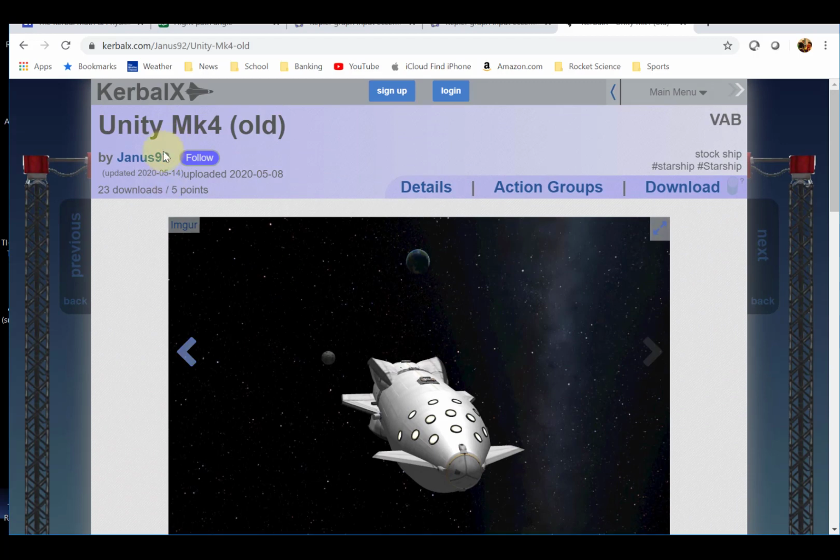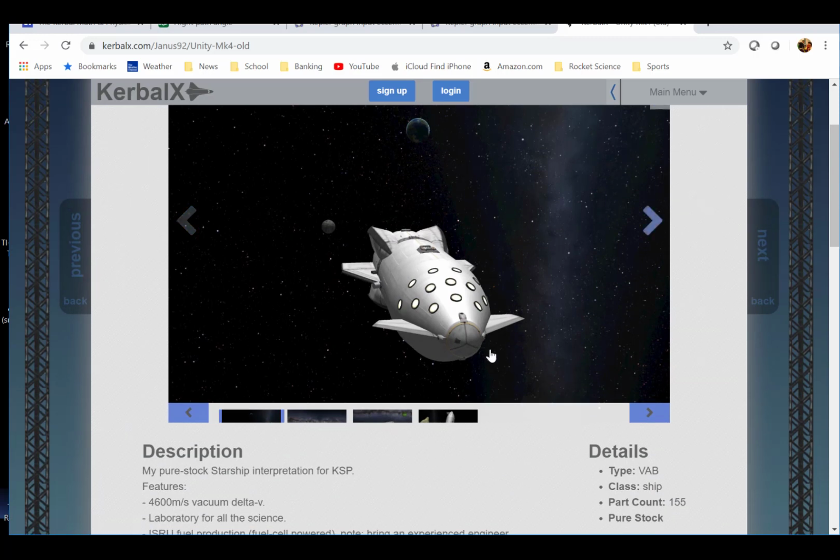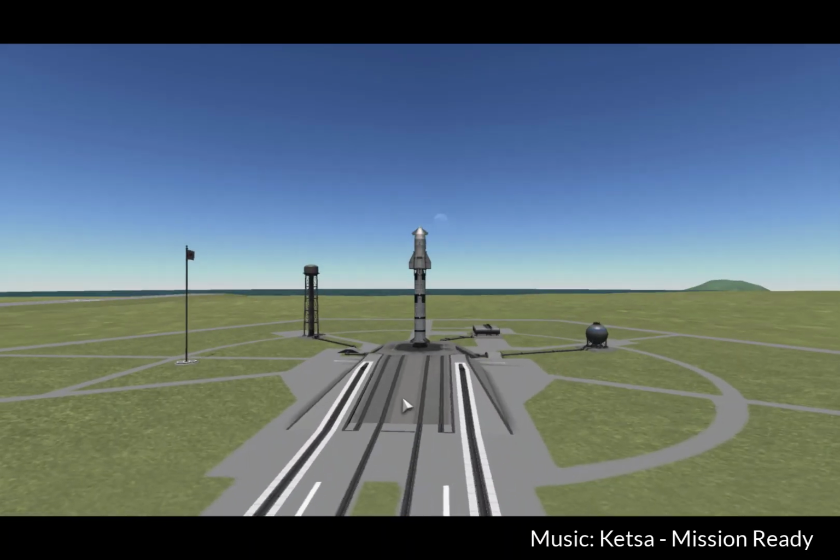This is a real Kerbal version of the SpaceX Starship, and as I was making this video, Janice92 uploaded a newer version, the Mark V, which has enough fuel to reach the planet Duna, but the Mark IV works perfect for my mission today. I won't focus on all the details of the launch here.